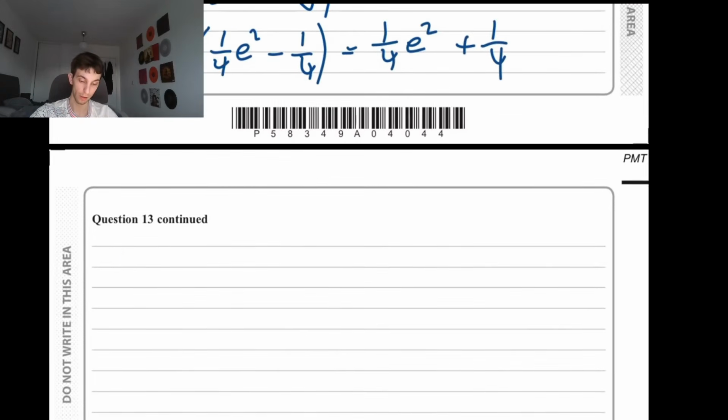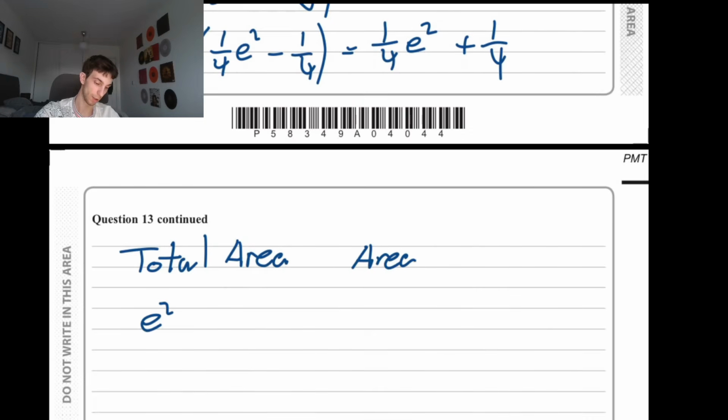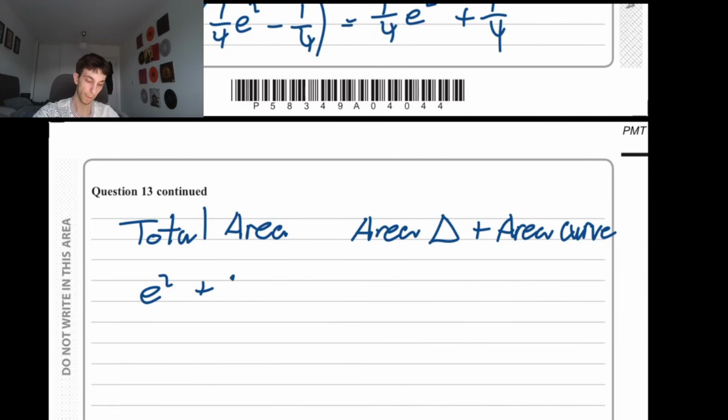Now to find the total area, we have to add the area of the triangle plus the area under the curve. So what do we have? We have e squared as the area of the triangle, so area triangle plus area curve. We have e squared, which is the area of the triangle, plus a quarter e squared plus a quarter, okay?